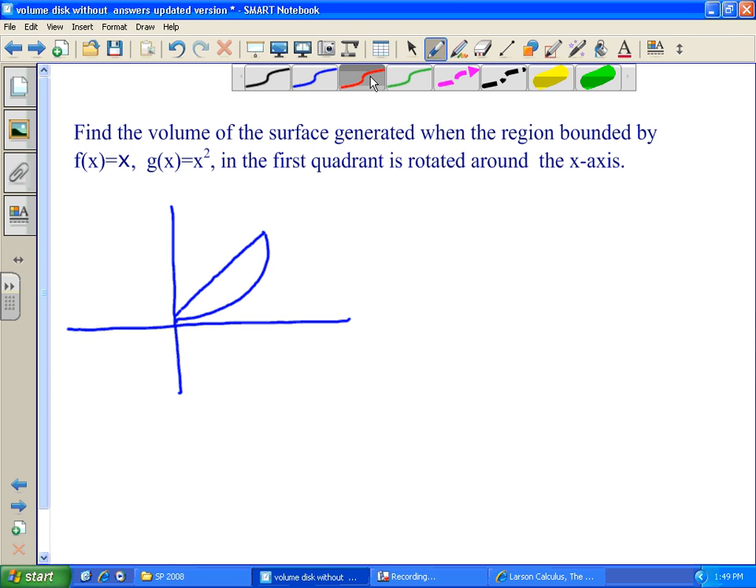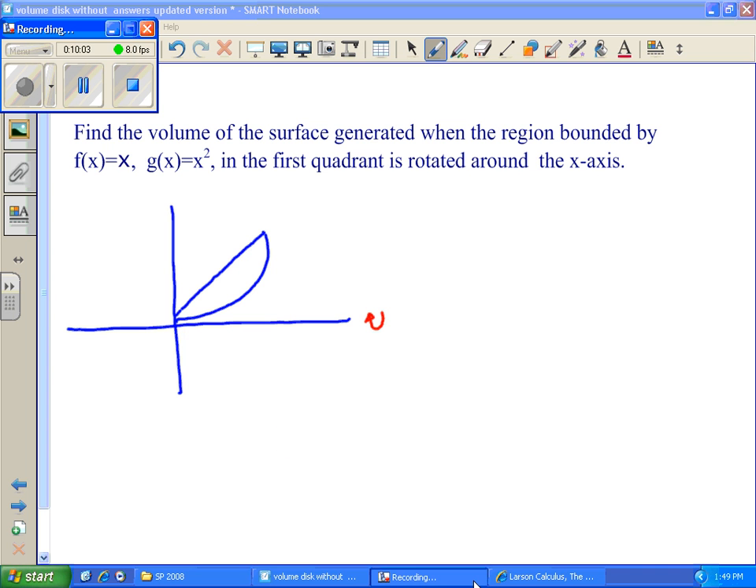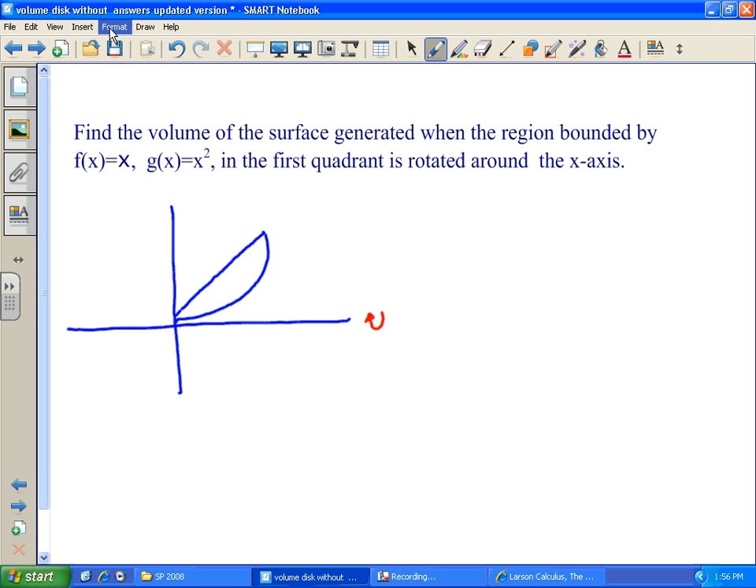Okay, I want to give you some time to try to set it up. Once again, you decide what kind of a rectangle would be good to choose here. So we're going around the x-axis. We start by picking our representative rectangle perpendicular to the x-axis. That's going to create the washers in this case. The thickness here is delta x.